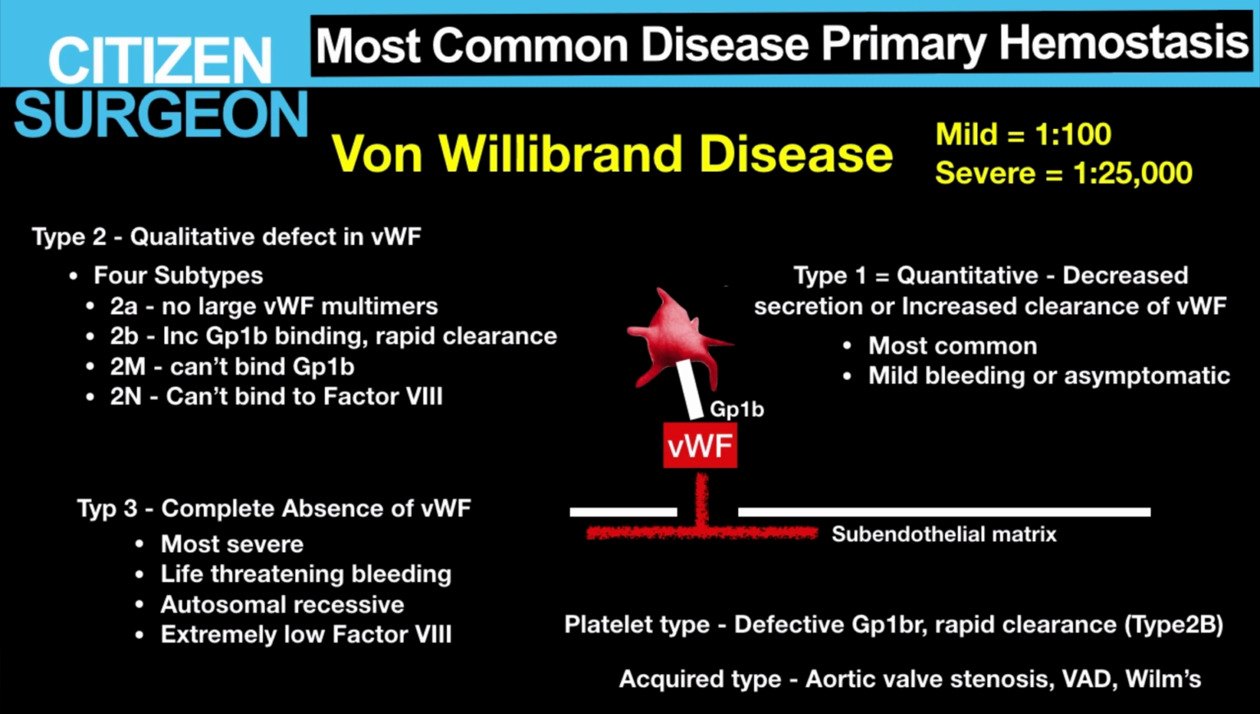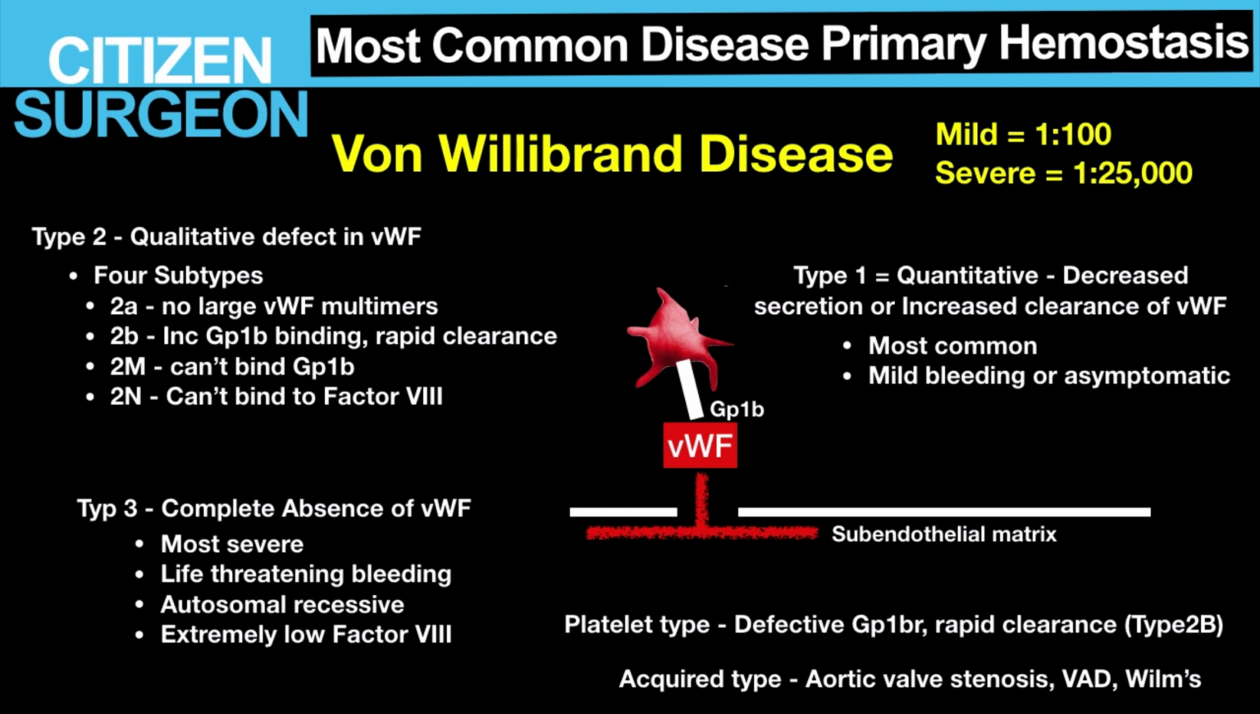So remember that. Type 1 is quantitative, or an amount. Type 2 is qualitative, so it's actually a defect in the von Willebrand's factor itself. And this has 4 subtypes.